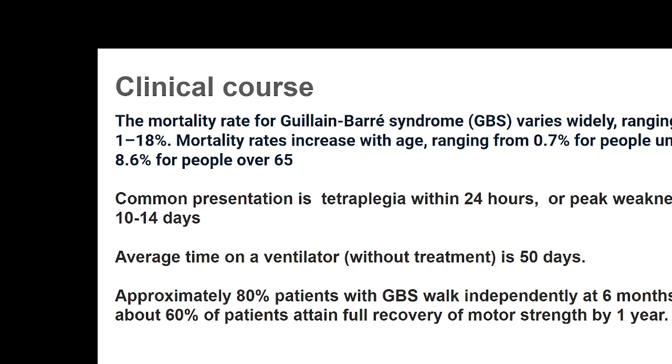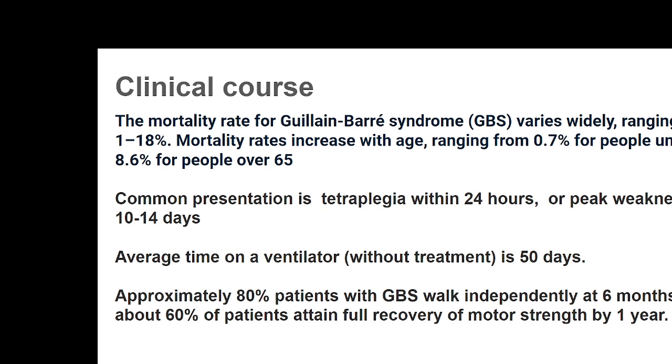The clinical course of the disease always starts as a sudden onset of neurological deficit, particularly lower motor neuron pathology, and the course is relatively rapid. Most of the time the patient would have a tetraplegia, all four limbs involved, within 24 hours, and usually the weakness would increase day by day, and the maximum would be reached by around 10 to 14 days. And the mortality rate of Guillain-Barré syndrome varies widely, ranging from 1 to 18%, particularly even after ventilation.